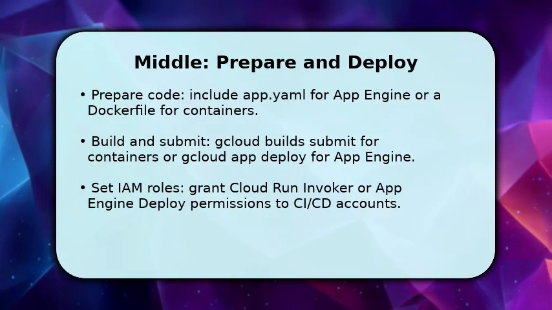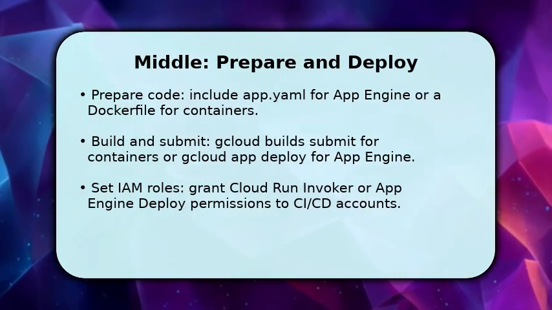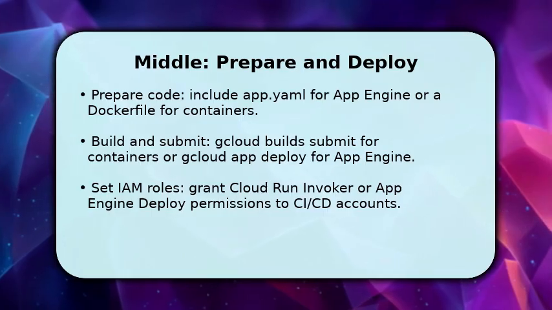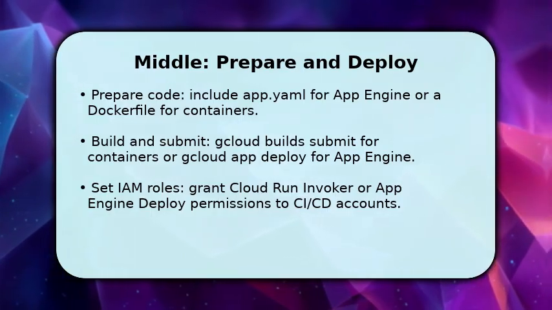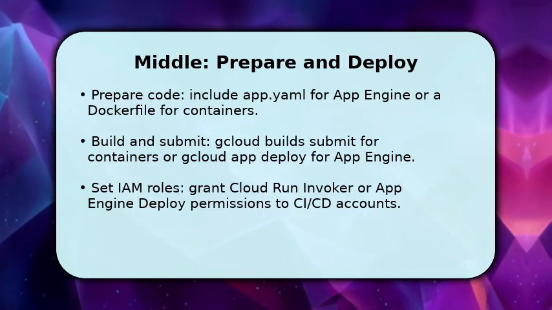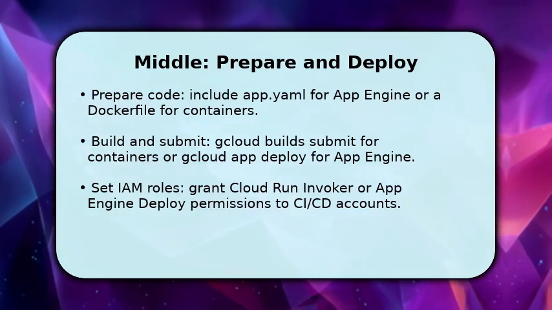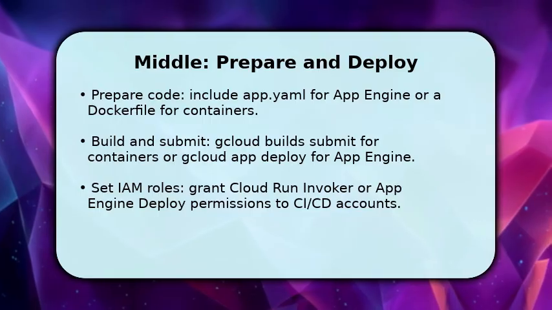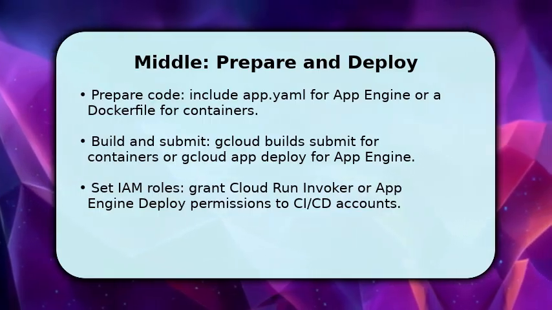Now prepare the app artifacts and configuration so Google Cloud can serve your site. If using App Engine, add an app.yaml. For Cloud Run, create a Dockerfile and test locally. Then run gcloud builds submit to push an image, or gcloud app deploy to publish.